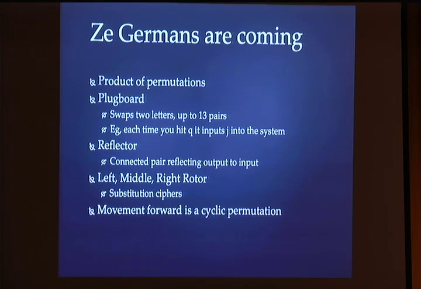A reflector. The reflector is a little bit weird, and on the next slide I'll explain what it does more accurately. Essentially it maps one thing to the other and pushes it back through the system. And a left, middle, and right rotor, which were essentially substitution ciphers with hard-coded substitutions that would rotate independently of each other, and they would be connected at a specific point, and that's what you would substitute on. And every movement in here is a cyclic permutation.